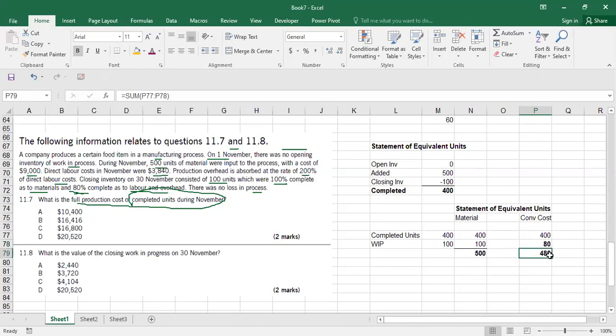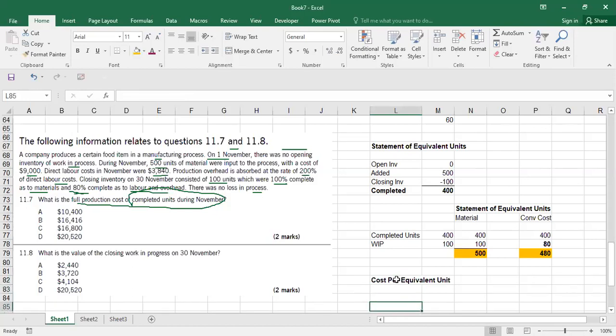So this is now your statement of equivalent units. How many equivalent units do you have? With respect to material, I have got 500 equivalent units. With respect to conversion cost, I've got 480 equivalent units. Then the second step is we need to find out cost per equivalent unit. This is your step number 2.